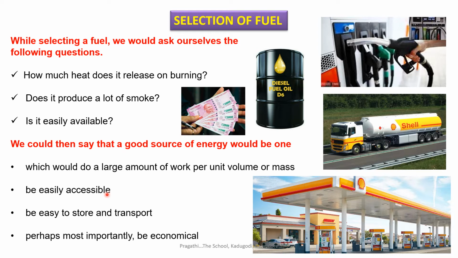Where do we get petrol, diesel, and the gas? We get it from the petrol bunk. See here, the petrol stations. It is easily available. It should be easy to store and transport. See here, Shell petrol is being moved from one place to another place. From the processing factory, it will come to the station and unload the petrol or diesel. It should be very easy for transportation.